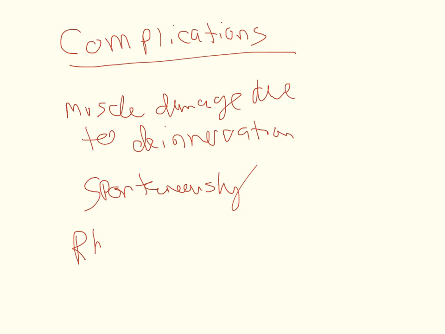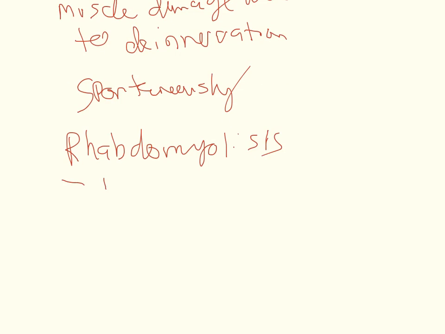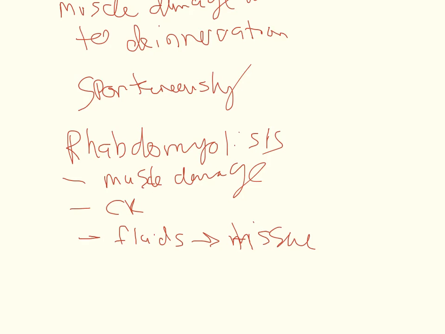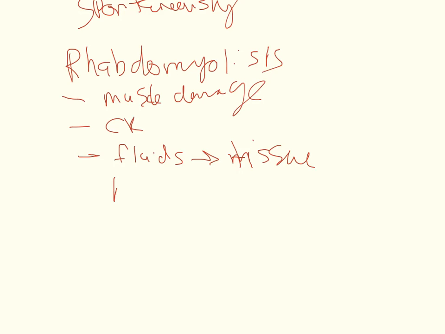So what exactly is rhabdomyolysis? The first thing you need to know about it is that it's damage to the muscle, and that damage to the muscle causes it to release creatine kinase, and it also causes something similar to third spacing, where fluids move into the muscle tissue. And this can cause a couple of other things to happen. So the complications with rhabdo would be hypotension, and reduced urinary output.